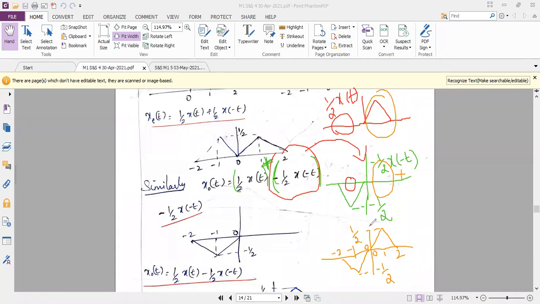I told you a number of times, you have to label your y-axis and x-axis without fail. The x-axis is t and your y-axis is x naught of t. Have you all taken this diagram with you now? Any doubts in this?